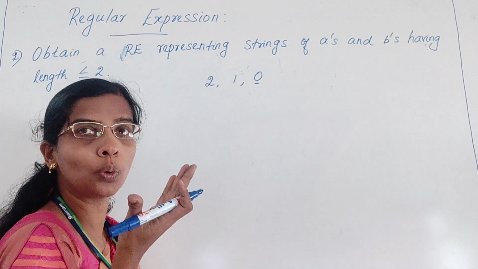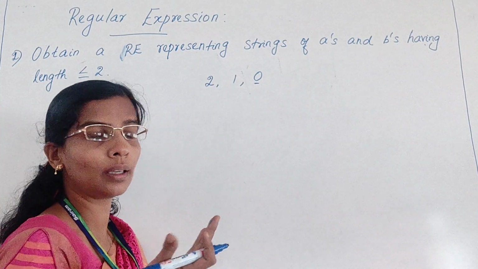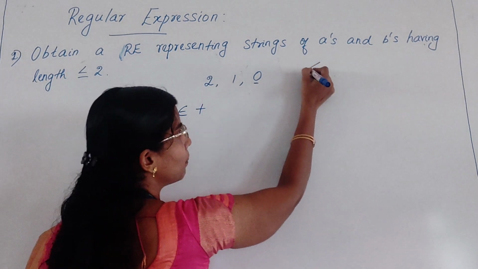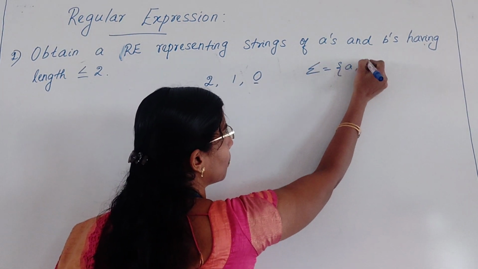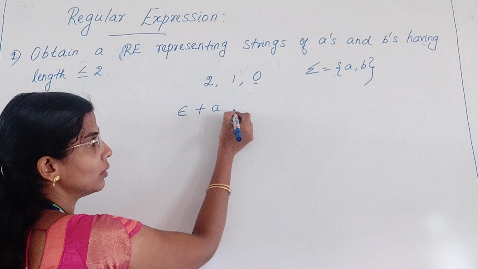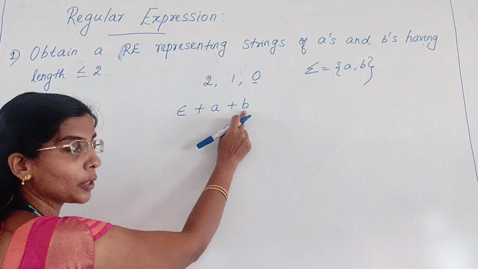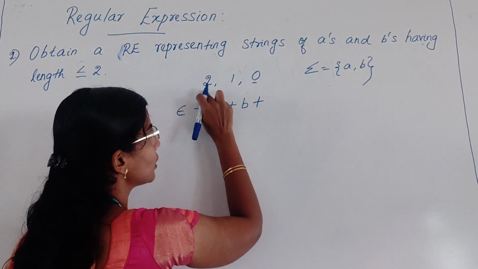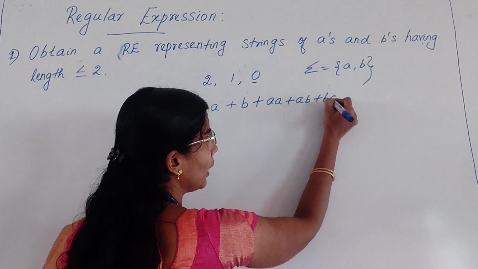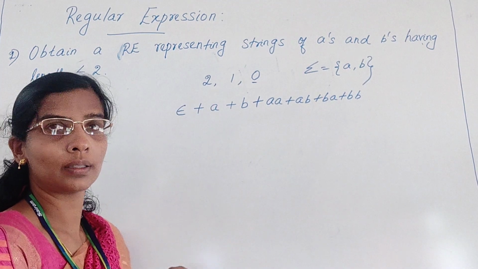So how will I write this 0 length? 0 length means no string. It is an empty string. How will I represent this empty string? Using epsilon. What is my sigma here? A and B. I can have strings of length 1, so 2 strings are possible, A or B. Or I can have strings of length 2, that is AA, AB, BA, BB. These are the possible strings.